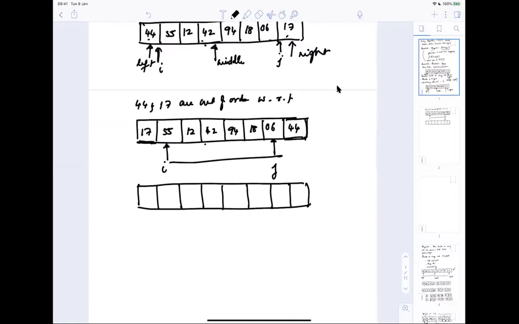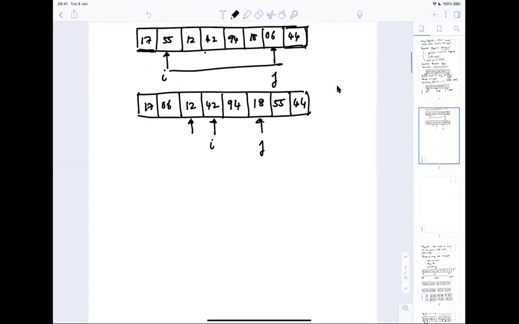So you get 17 here, 6 here, 12 here, 42, 94, 18, 55, 44. Now what happens? You compare this, 12 is correct with respect to 42, and then it comes to 42 here, which is not less than. Similarly, when you come to J over here, J is not in the right order with respect to 42. So you keep the pointer here. This is I and this is J. I'll tell you why it stops over here.